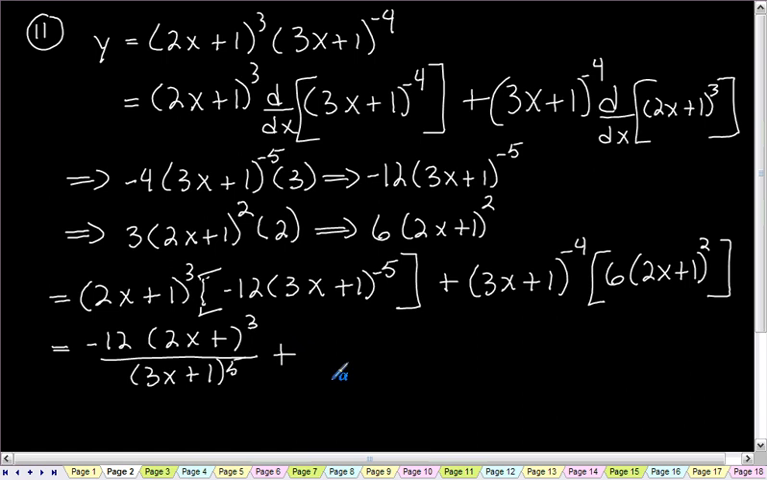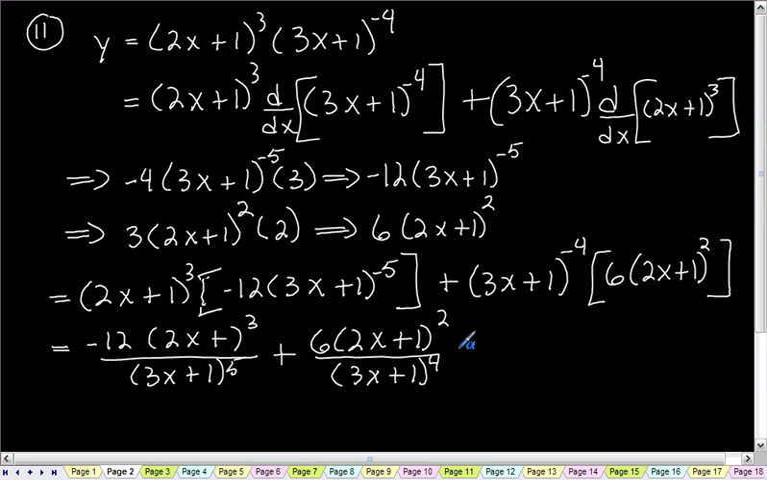Plus, I'm going to bring this part to the front, 6 times (2x plus 1) raised to the second power. This is a negative power on the top, so I can put this on the bottom, (3x plus 1) raised to the 4th power. Now you can go in different directions with this. Because we're adding these two, they don't have a common denominator. I guess you could simplify this a little bit more.